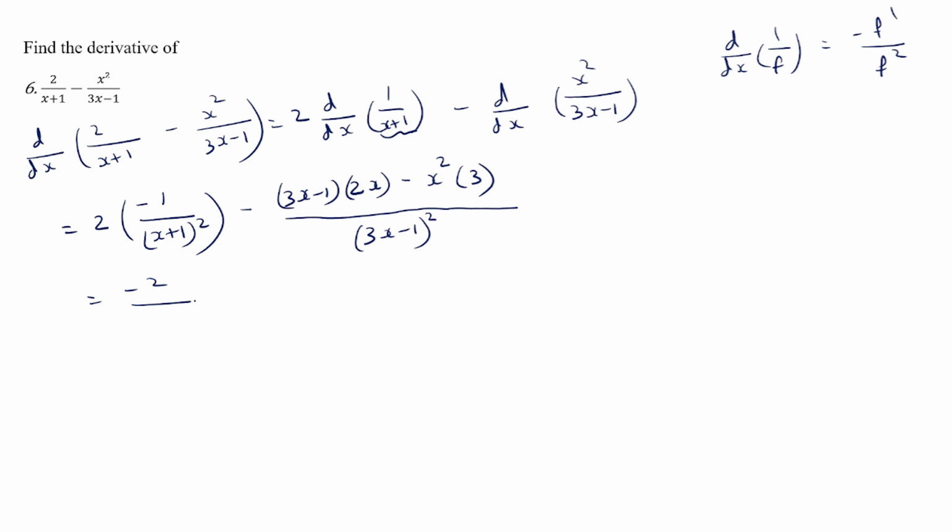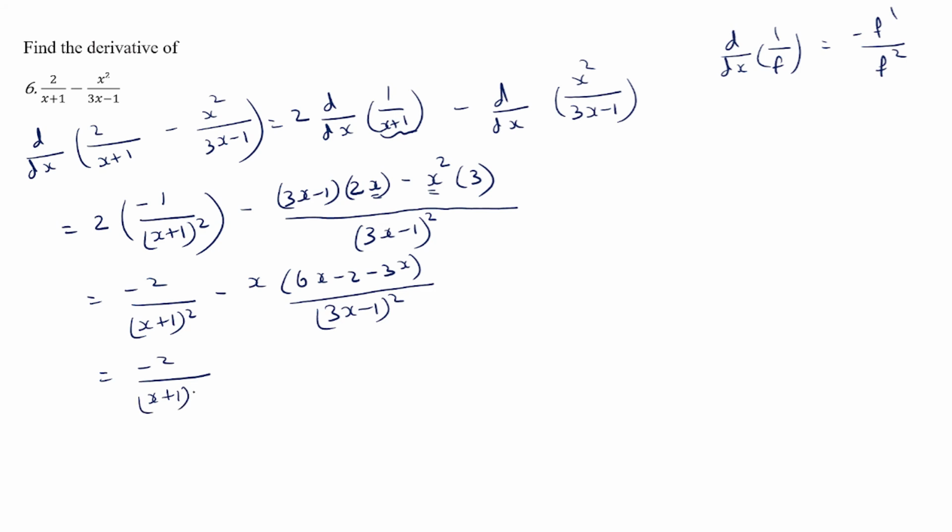So this is equal to minus 2 by x plus 1 the whole square. Then minus, here x is common, so it can be taken outside. x into 6x minus 2 minus 3x upon 3x minus 1 the whole square. So this is minus 2 by x plus 1 the whole square minus x into 3x minus 2 upon 3x minus 1 the whole square. So the derivative of this function is this.